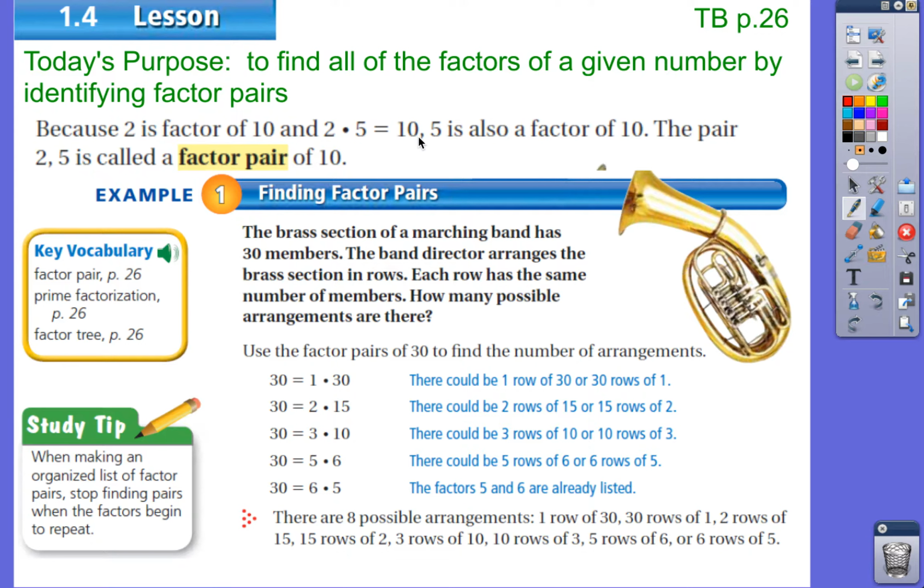Let's take a look at the example. It talks here about 2 is a factor of 10 and 2 times 5 equals 10. So 5 is also a factor of 10. So the pair 2 and 5 is called a factor pair. Now 10 also has another factor pair, 1 times 10. Because I can do 1 times 10 to get 10 or 2 times 5 to get 10, it means that 10 is a composite number.